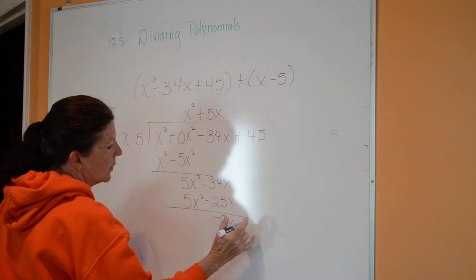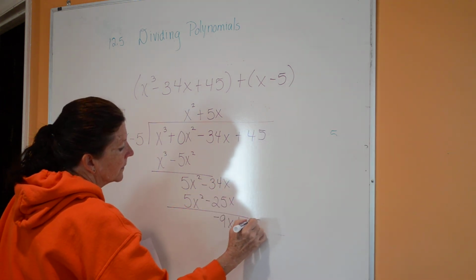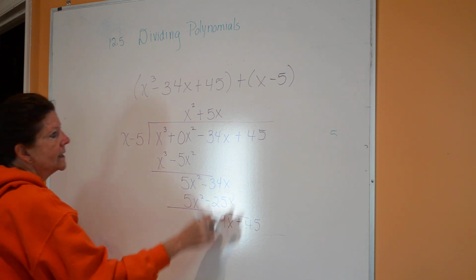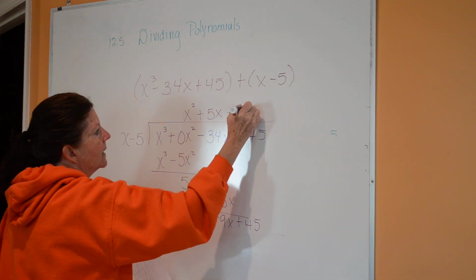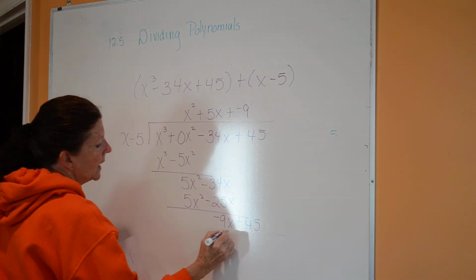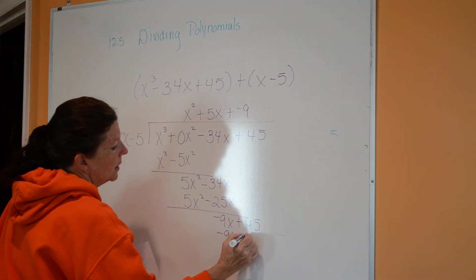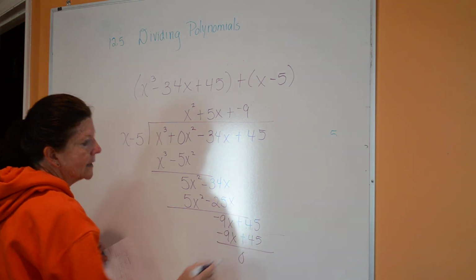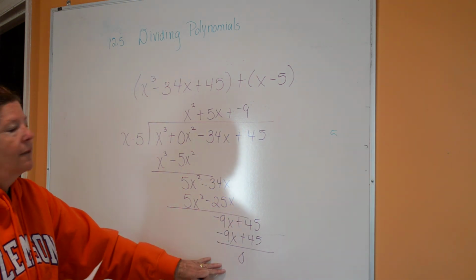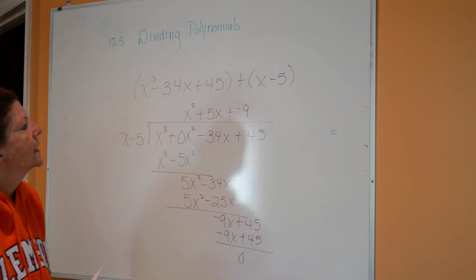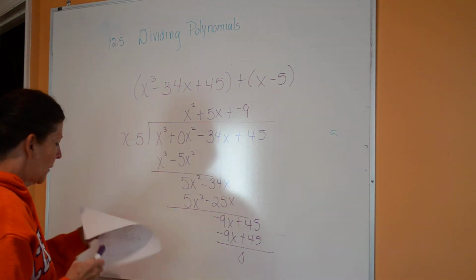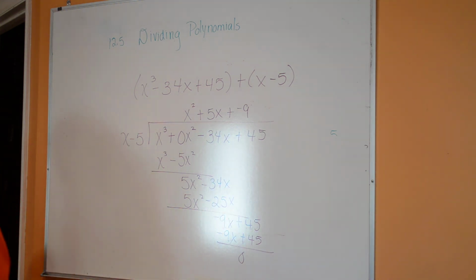I bring down the next part. This I would need to multiply by a negative 9 to get that, so plus negative 9. So I have a negative 9x plus 45, and you can see that those totally match up, so when I subtract I get a 0. This time I have no remainder, so my answer to that is x squared plus 5x plus negative 9.